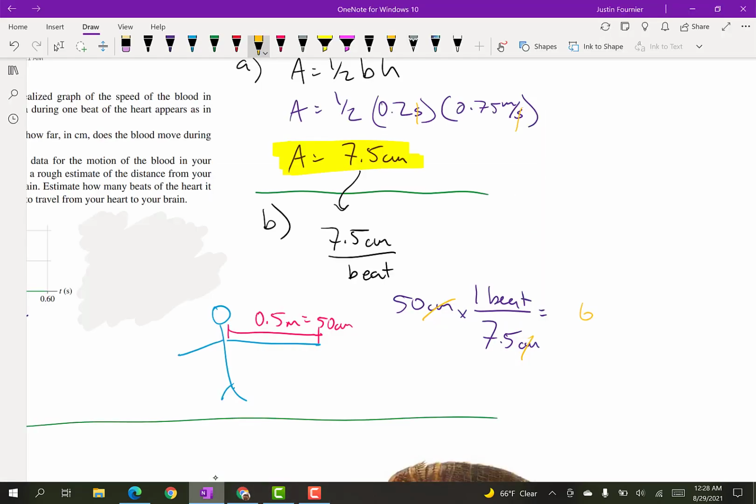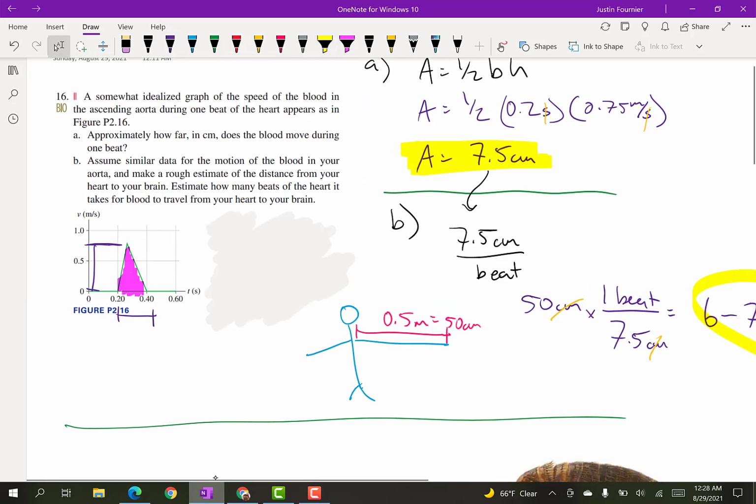Again, this is approximate, so answers are going to vary here. So about 6 to 7 beats to get the blood going to my hand. I have freakishly long arms, what can I say?